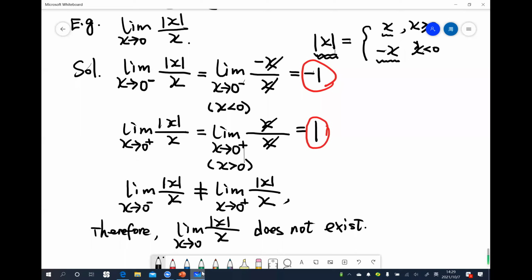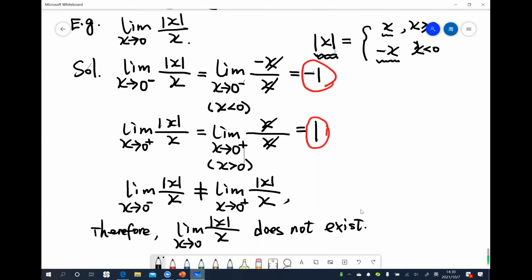Can you understand, guys? Yes. I have a question. If both limits are not the same, like the left-hand limit and right-hand limit are not the same, then it does not exist. Am I right? Yes. If the left limit does not equal the right limit, then the limit of the function does not exist. Thank you.